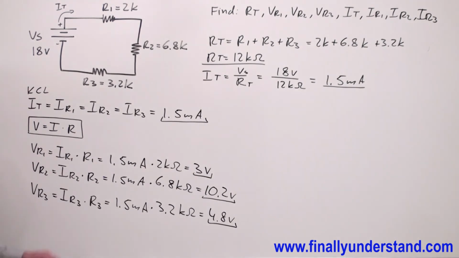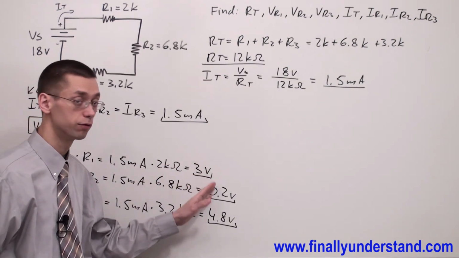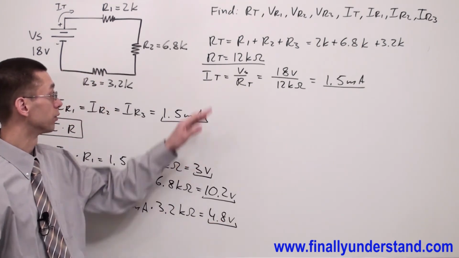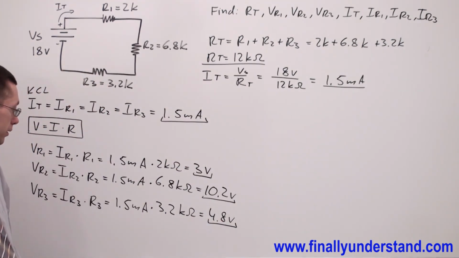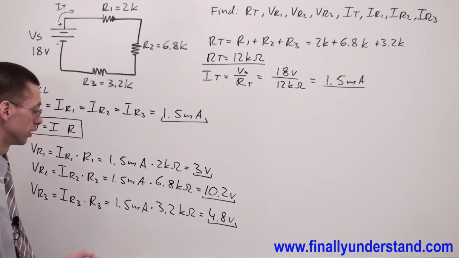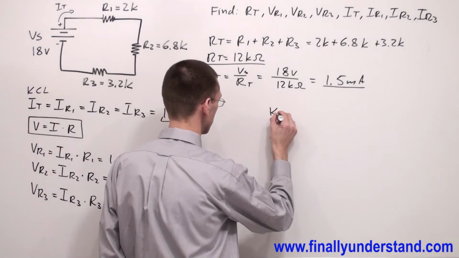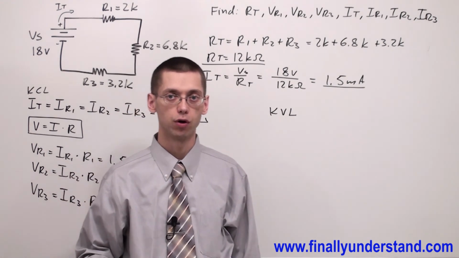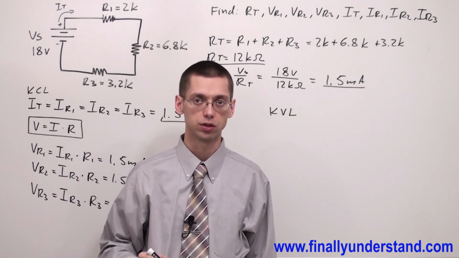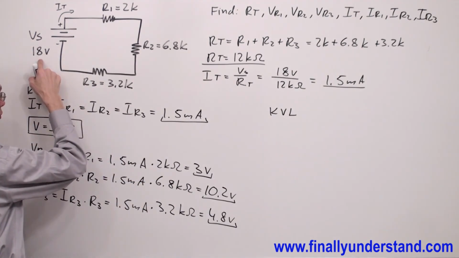We got all currents and we got also all voltages. We found R total. We can say that this is the end of the problem. But it's always good to verify that our answers are correct. Next, we're supposed to use KVL, Kirchhoff voltage law, which says that the sum of all voltages in the series circuit is supposed to give me the voltage source value.